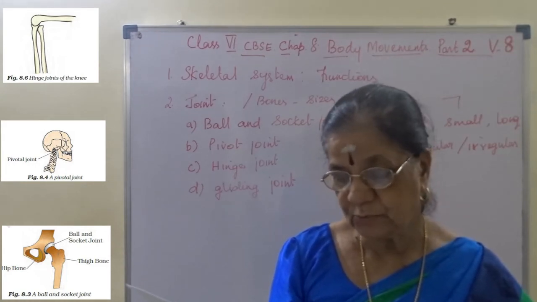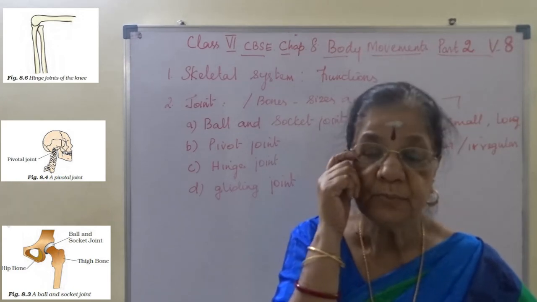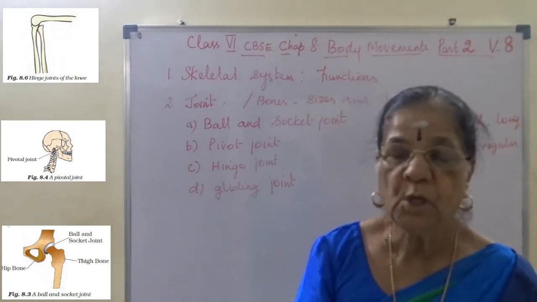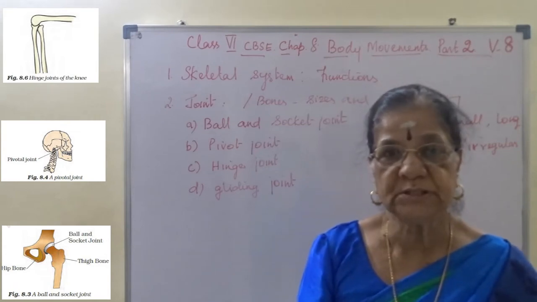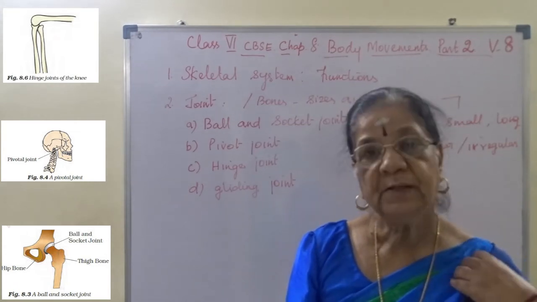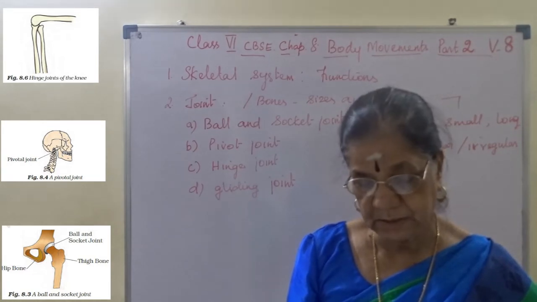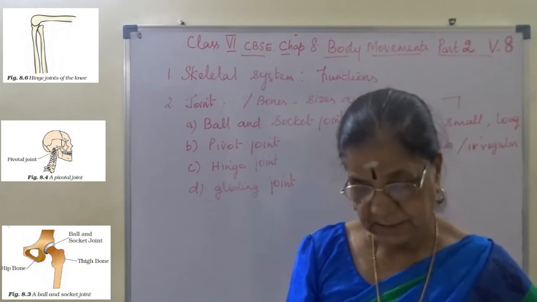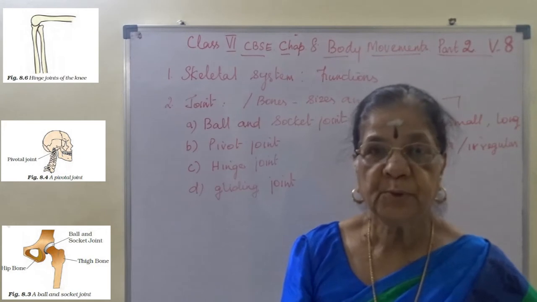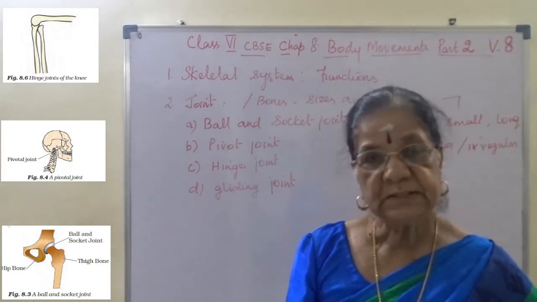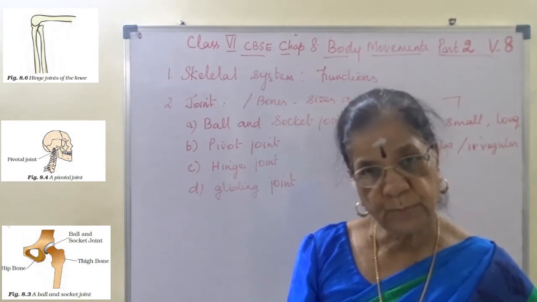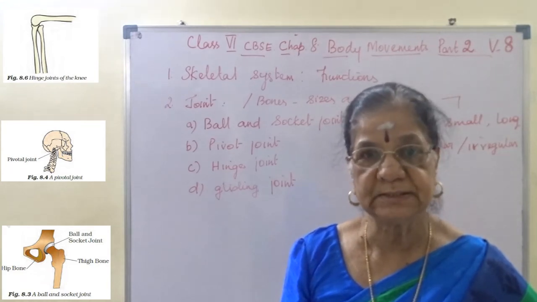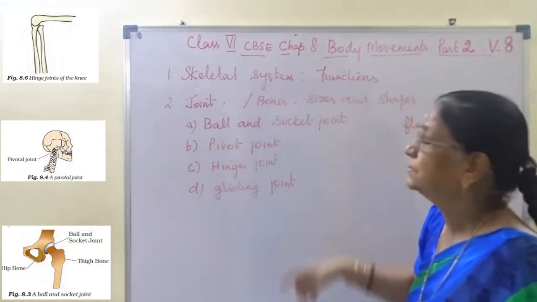In the same way, production of blood cells. RBC, WBC and platelets are produced in the bone marrow, the soft spongy tissue. So the functions of the skeletal system are support, protection, movement facilitation, storage of minerals and production of blood cells. I repeat: support, protection, movement facilitation, storage of minerals and production of blood cells. This is for the skeletal system functions.